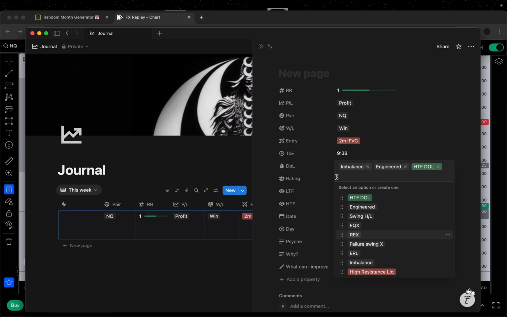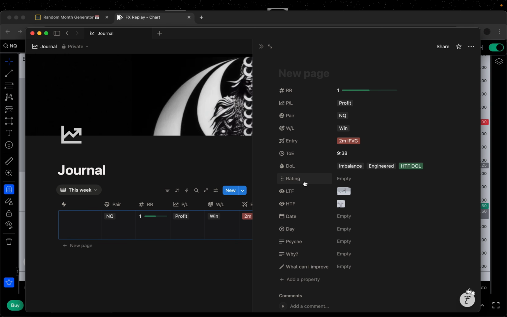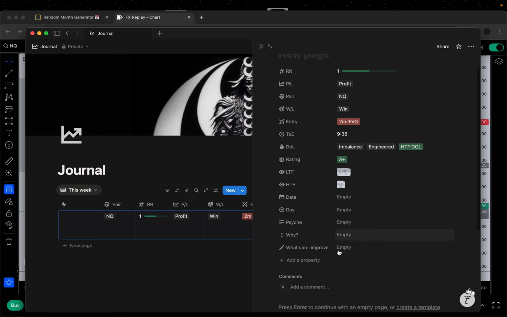And you're good. You don't really have to worry too much about the DOL. I never really found a lot of benefit there. I found a lot of benefit in my rating, and then obviously my screenshots. You can gather the DOL from the screenshots, you know what I'm talking about? And then obviously A+. The date, I don't know. The day, I don't know.